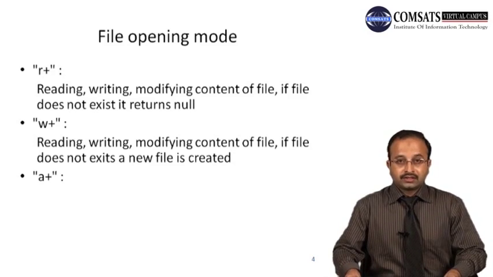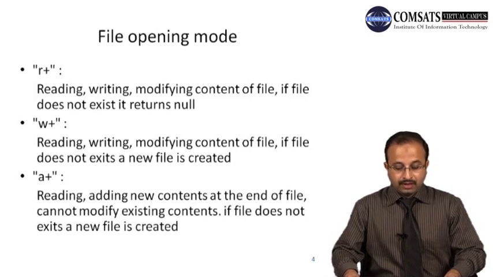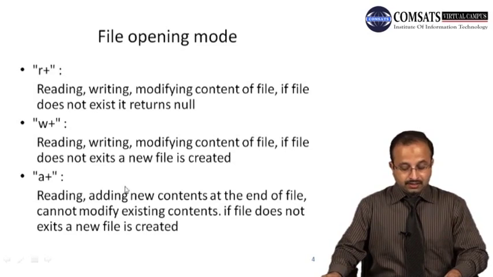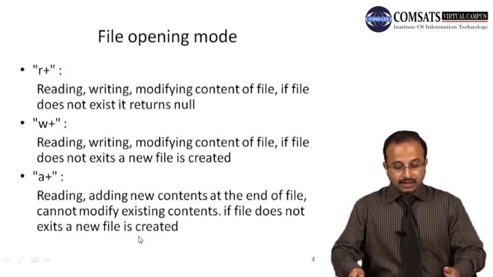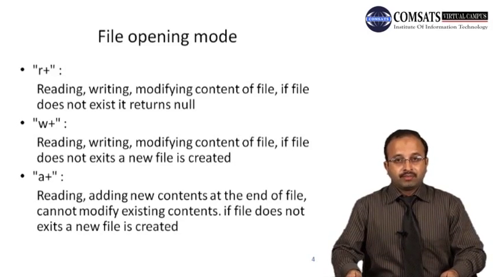And if the file is successfully created, the file pointer points to the beginning of the buffer that is allocated for that file. A plus mode: reading, adding new content at the end of the file, cannot modify existing content, and if the file does not exist, a new file is created. And when the new file is successfully created, the file pointer points to the last character of the file. The file pointer will not point to the beginning of that buffer, rather it points to the last character in that buffer.